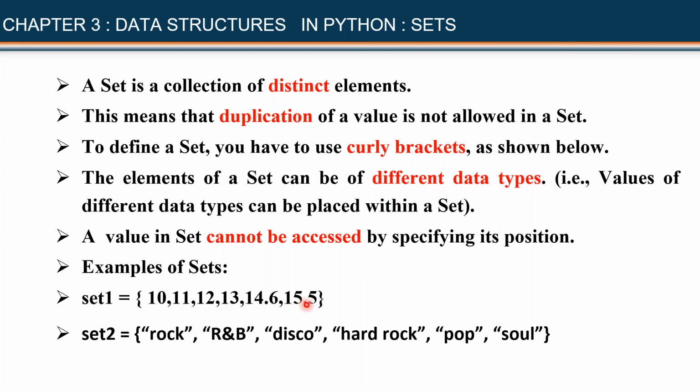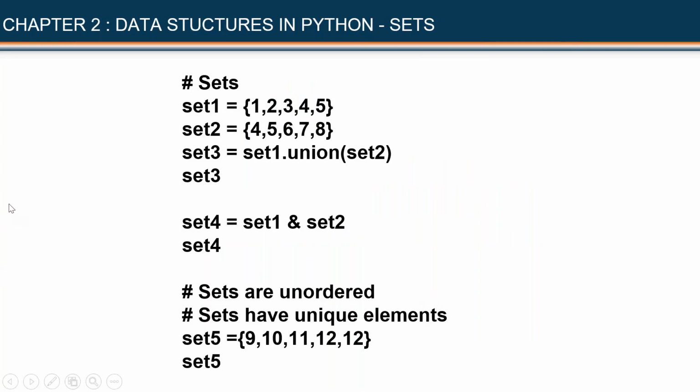So there are many similarities between sets and lists and tuples, but there are some special characteristics. For example, that there shouldn't be any duplication. Only curly brackets should be used. All right. Now a value in a set cannot be accessed by index because they are not stored in an ordered manner. Now this is another example for set. As we move on, you will understand more about this set.